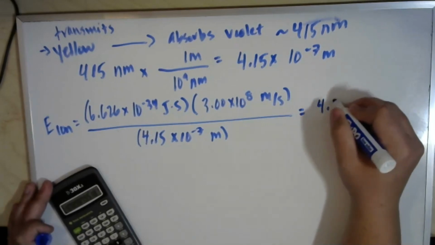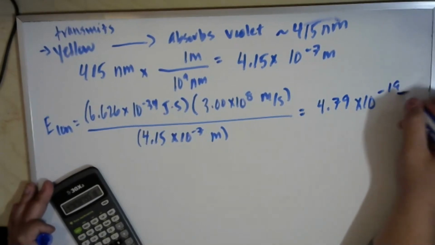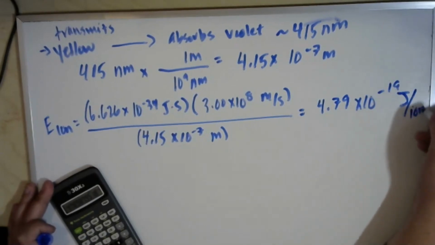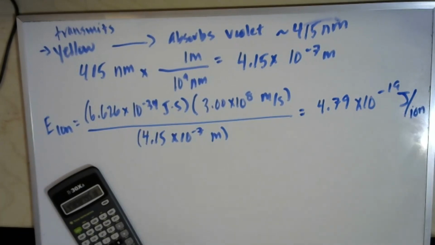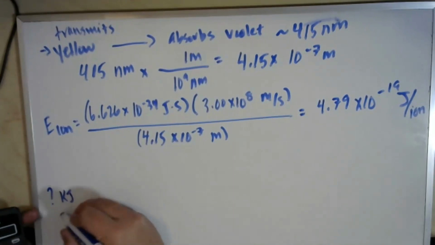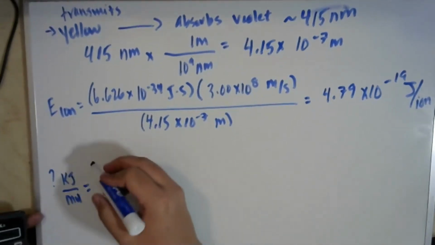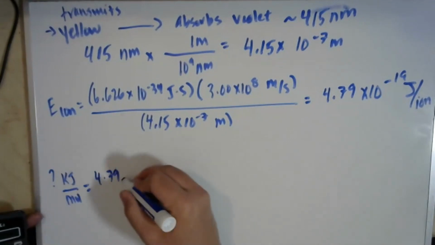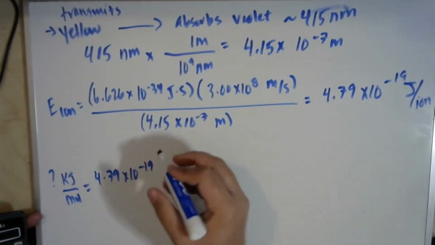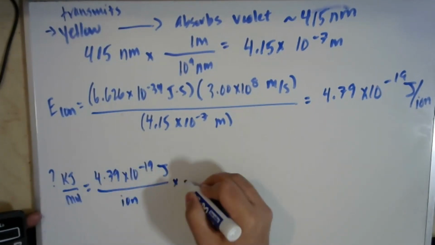Okay, so we get 4.79 times 10 to the negative 19 joules per ion. Okay, now we're going to look at that in terms of kilojoules per mole. So how many kilojoules per mole equals 4.79 times 10 to the negative 19 joules per ion.